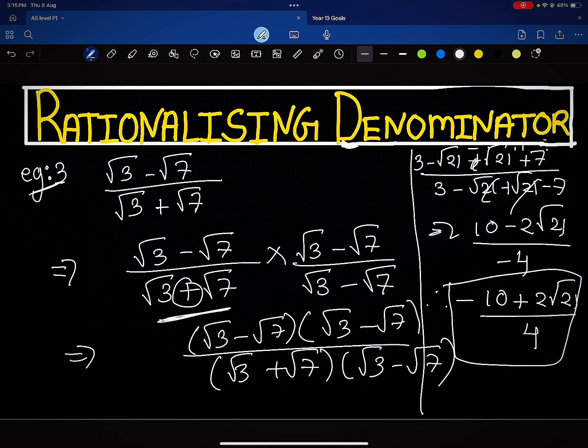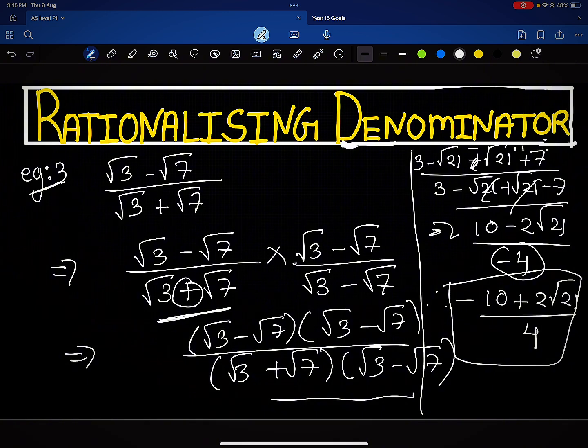So if you look at these calculations, I just expanded these brackets right here into these, and what I realized was that I could cancel out root 21, and then I had a -4 right here, which I again solved, and you guys can tell me in the comments if this is correct.